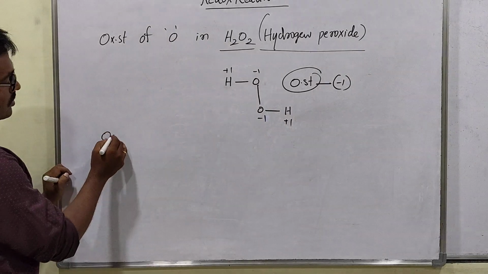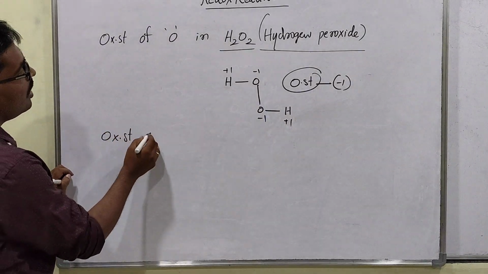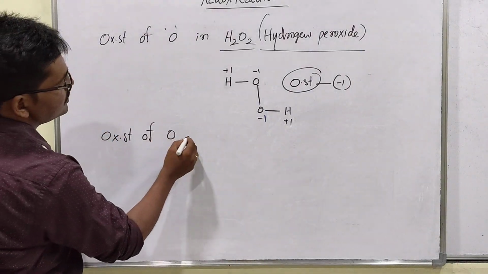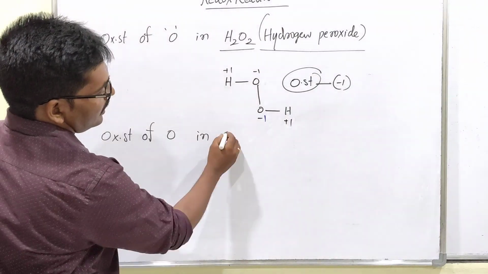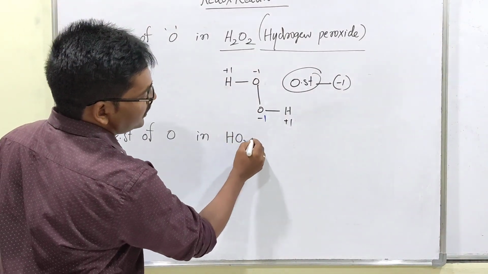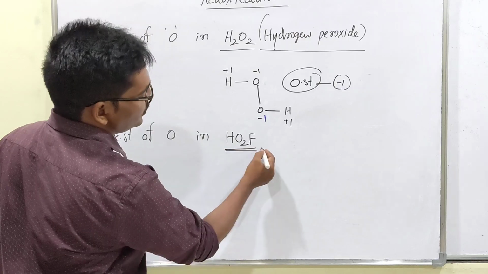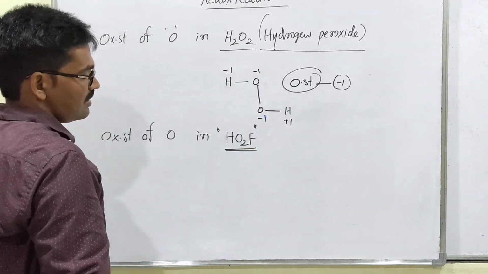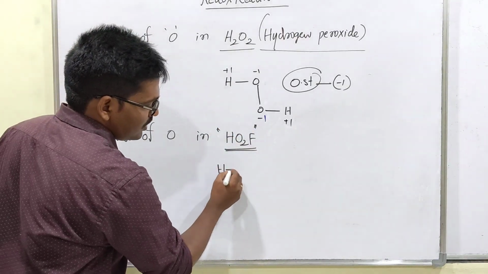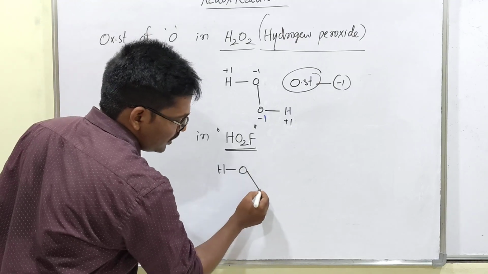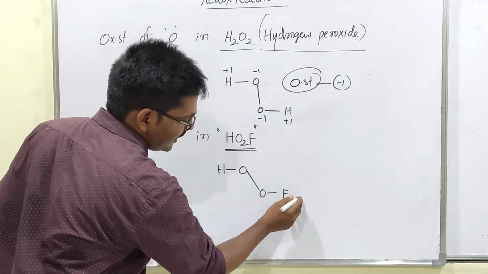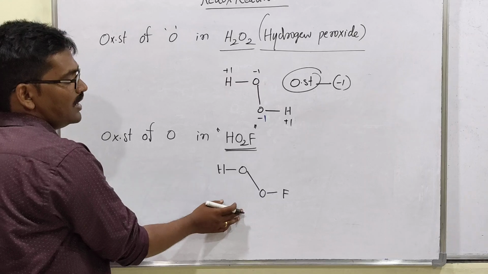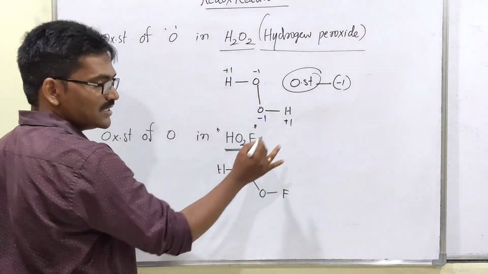Sir, in the same case, oxidation state of oxygen in HO2F. It will be there like this. Sir, H bond O, then F will be there like this. The same structure, but in the place of one hydrogen atom, fluorine is there.